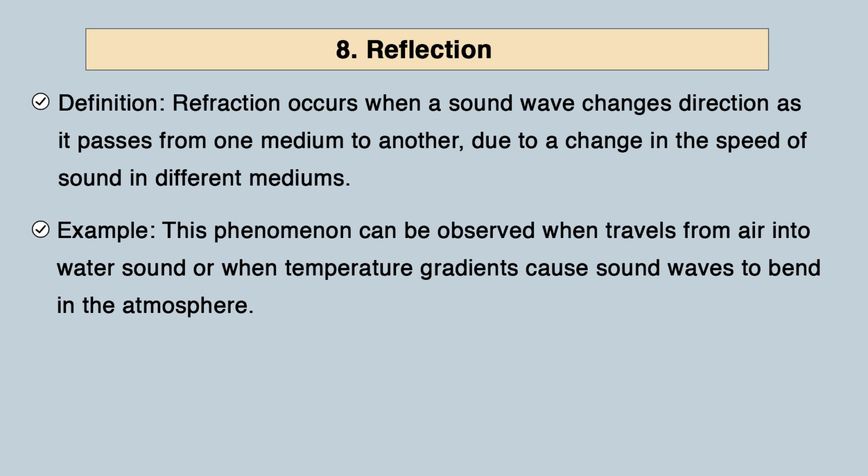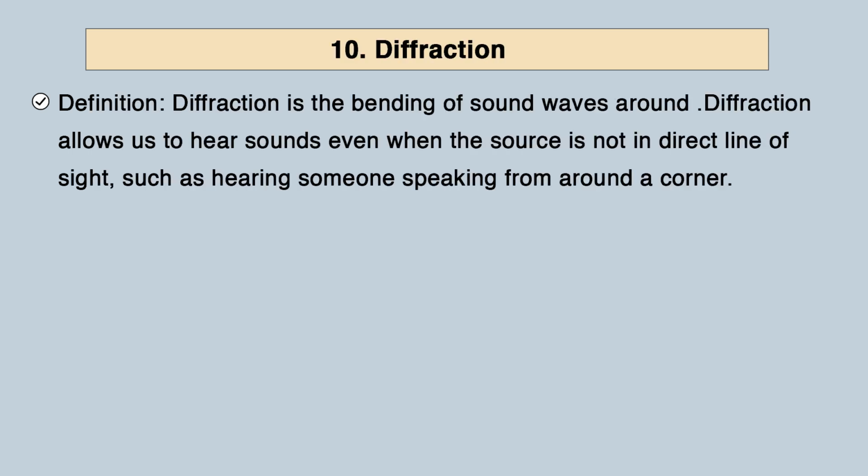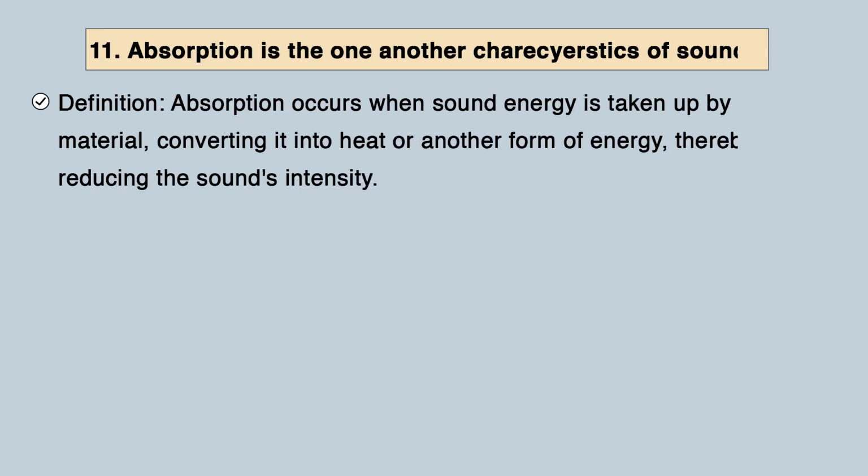This phenomenon can be observed when sound travels from air into water, or when a temperature gradient causes sound waves to bend in the atmosphere. Diffraction allows us to hear sound when the source is not in a direct line of sight, such as hearing someone speaking from around the corner. The next characteristic is absorption. Absorption occurs when sound energy is taken up by a material, converting it into heat or another form of energy, thereby reducing the sound intensity.